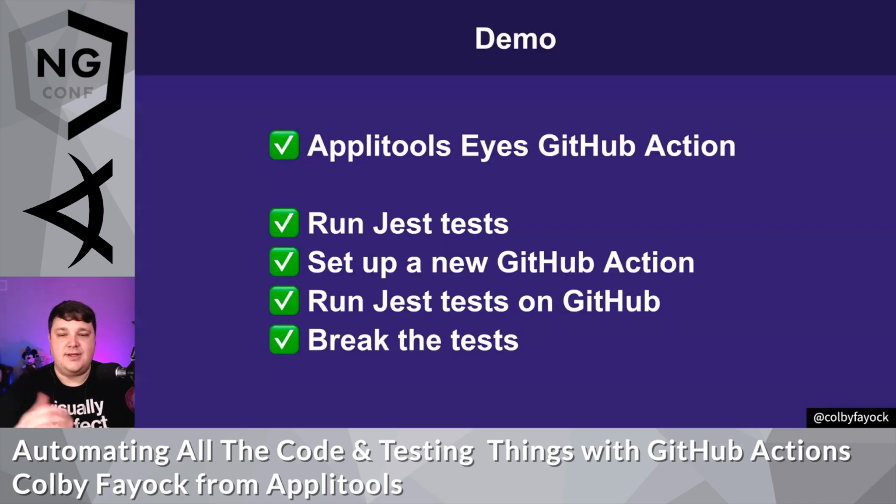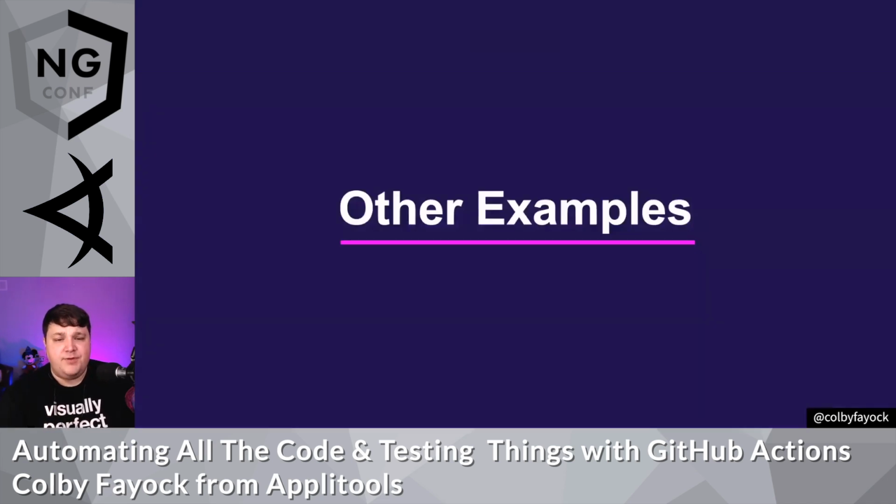Cool. So let's recap here a little bit about what we achieved. Well, we first saw how easy it was to set up a new GitHub action to run against our existing tests. We saw that we were able to work right inside of GitHub. And we even broke our test to see that we were able to let us know what was failing and where it was failing right inside of that pull request. So before we actually wrap up, let's check out a few other examples of GitHub Actions out in the wild.